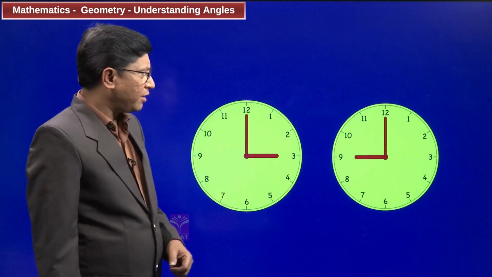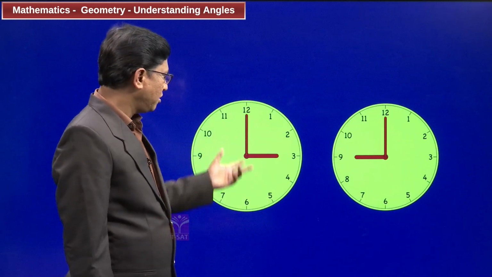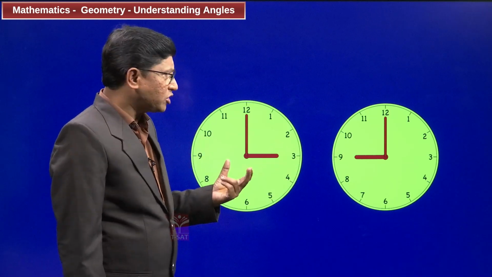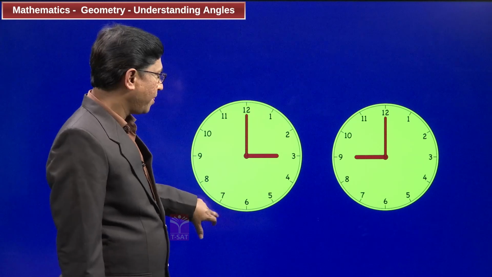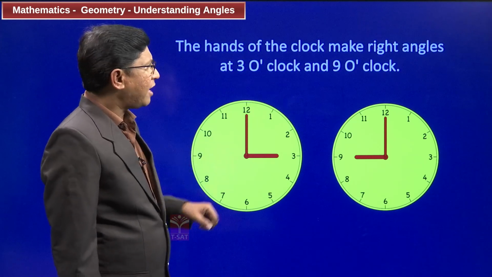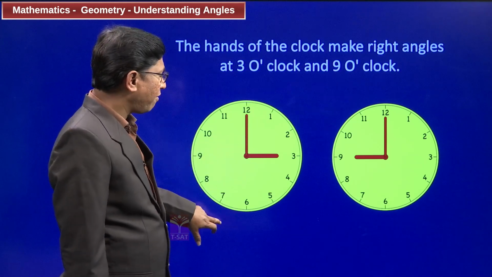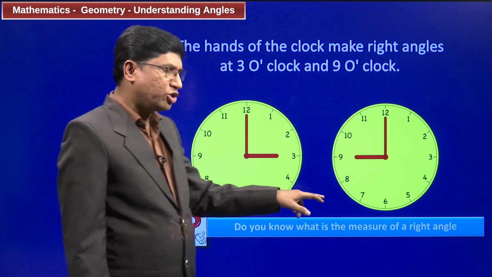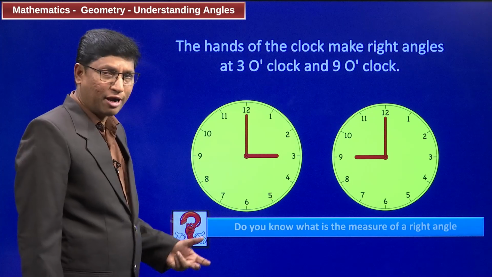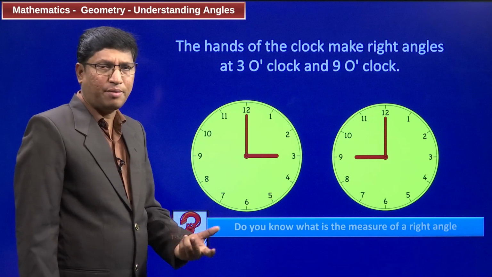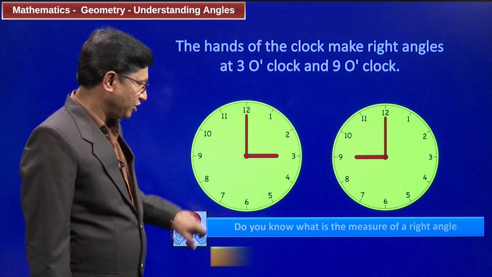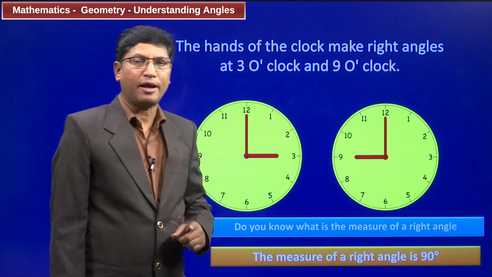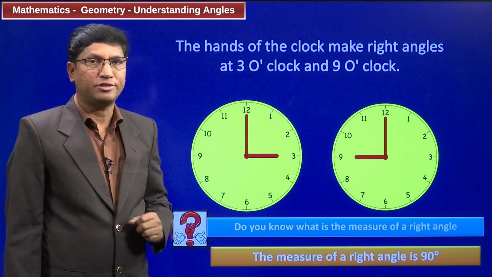And children, take a look at these clocks. Here you can notice it's 3 o'clock and 9 o'clock. Can you identify what sort of angles these are? So here the hands of the clock exactly make right angles at these 2 points. And do you know the measure of a right angle? Let's see. The measure of a right angle is 90 degrees. That means one right angle is equal to 90 degrees.